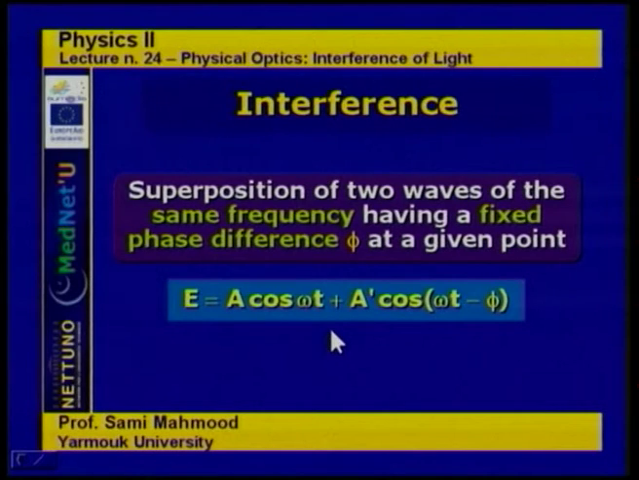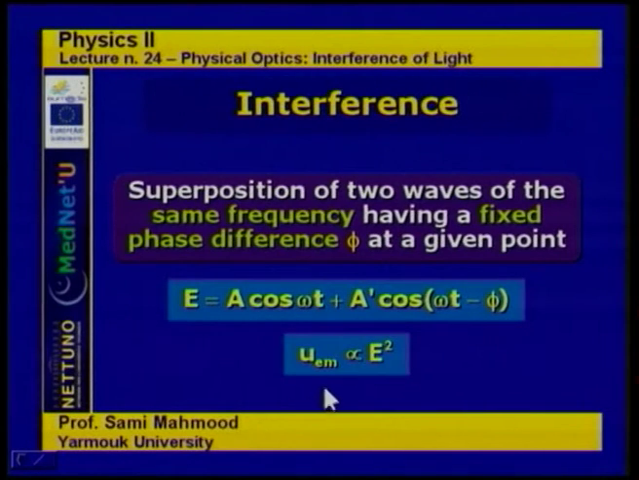And if these two waves are of amplitudes A and A prime, then the electric field at a given point in space at a given time is simply the first electric field, the amplitude A cosine omega t, plus A prime times cosine omega t minus phi. And here we have to mention that the second wave lags behind the first wave by phase phi, and this phase is fixed in time, is constant at a given point in space.